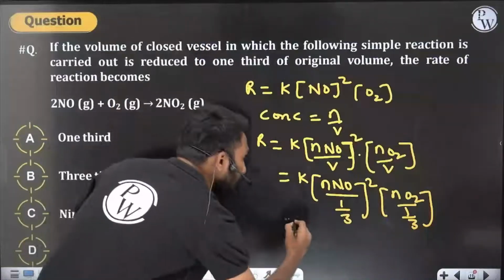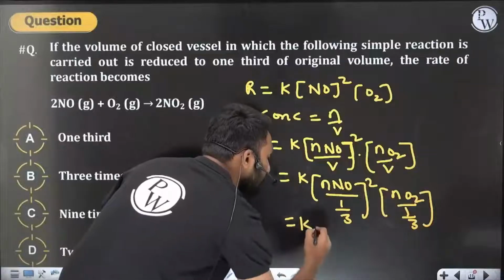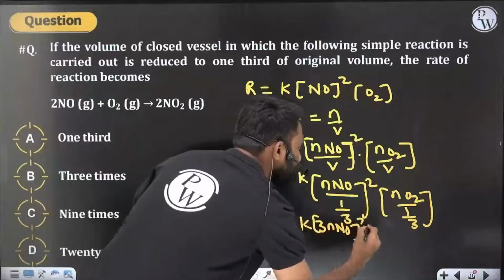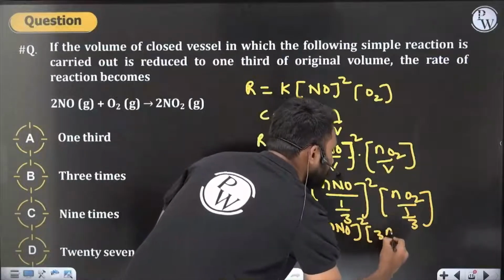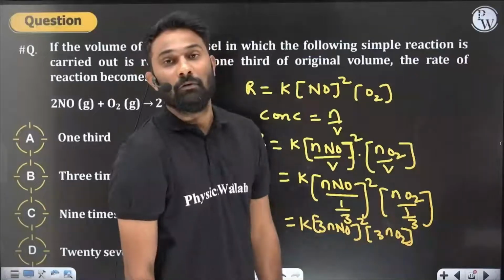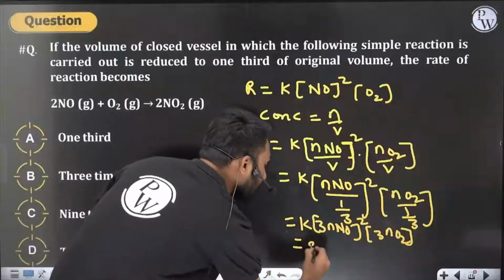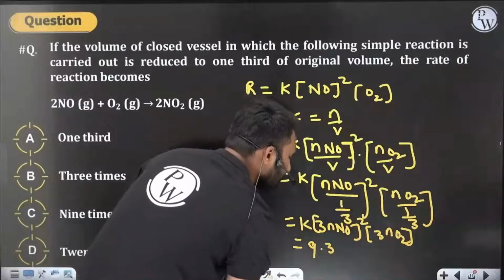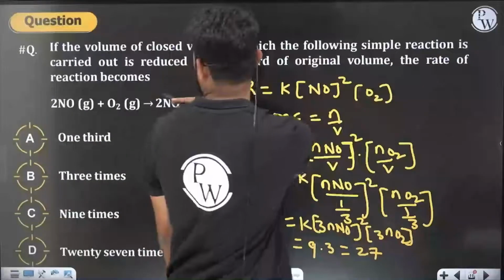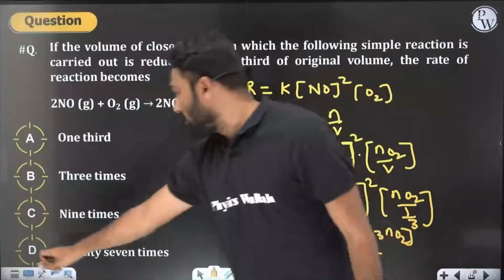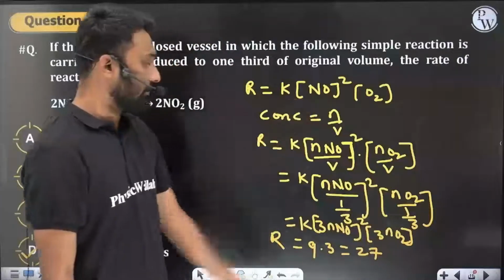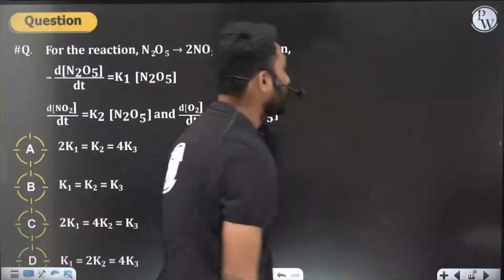Now here K, 3 into NO, and 3 into O2. Now 3 raised to the power 2, how much will it become? 9, into 3 is equal to 27 times. So the rate of the reaction becomes 27 times. Clear? Now next question.